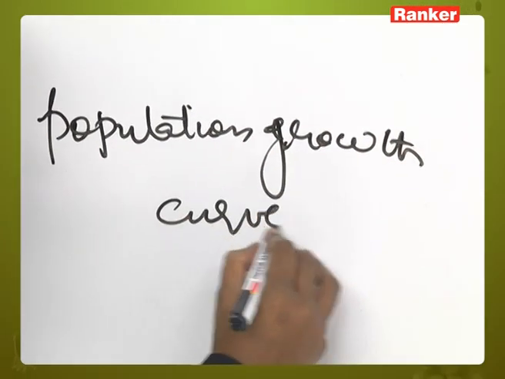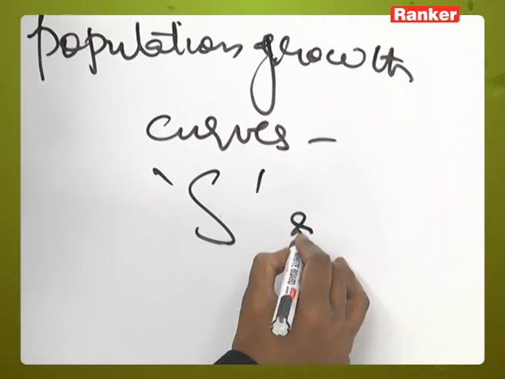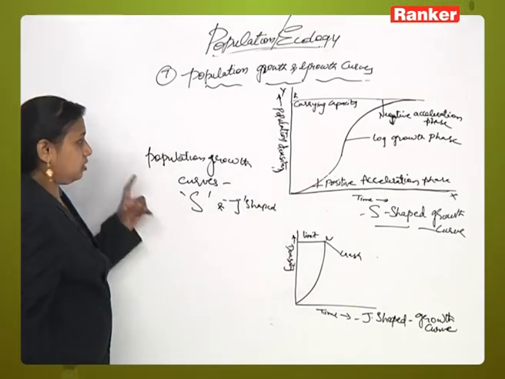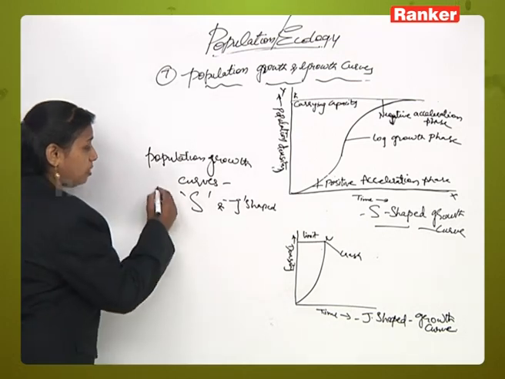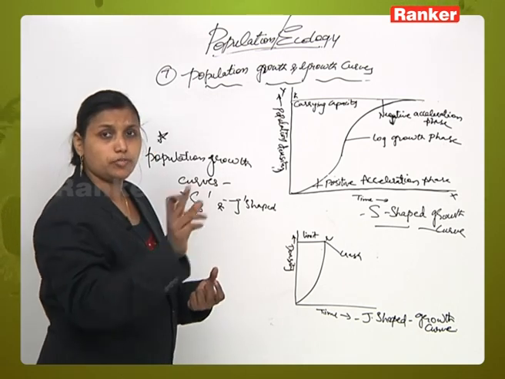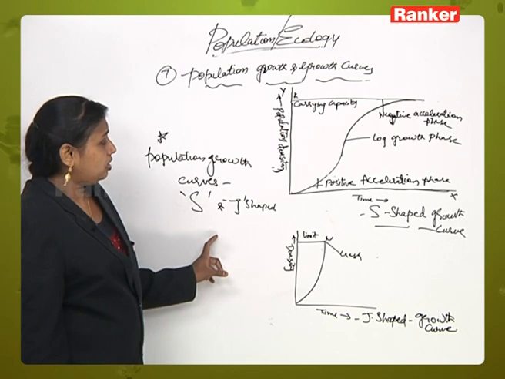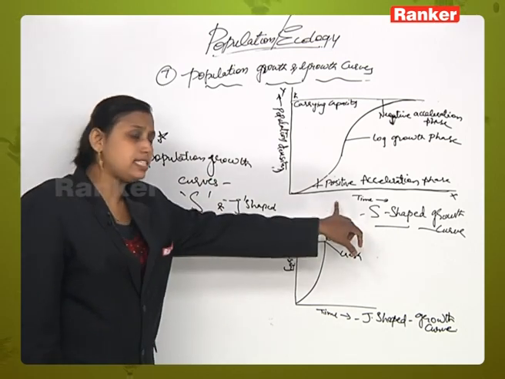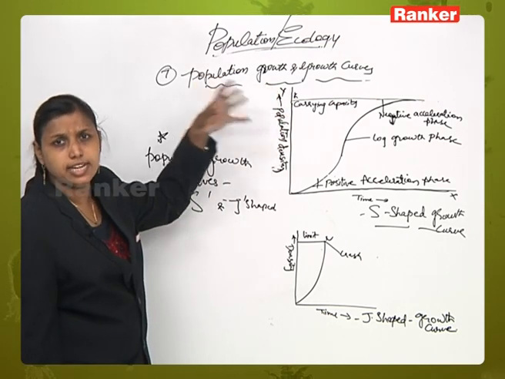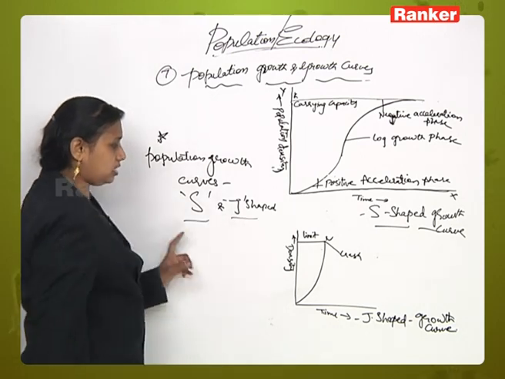Okay. So, these curves are basically of two types, S and J shape. There are two population growth curves. These are very important. Population growth curves represent the growth of the population at different phasic levels, and here we take a graph where on the x-axis we have the time period and on the y-axis the number of individuals or the population density of that particular population. So, there are two shapes, called S-shaped and J-shaped.